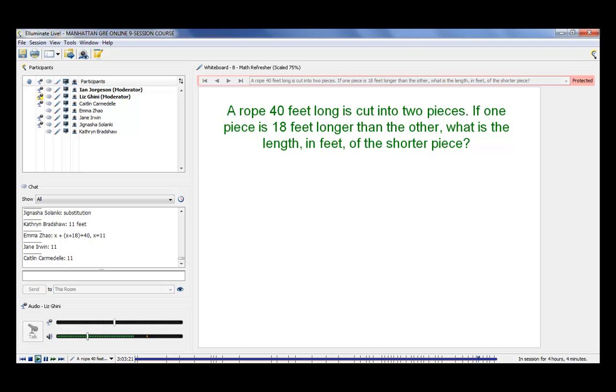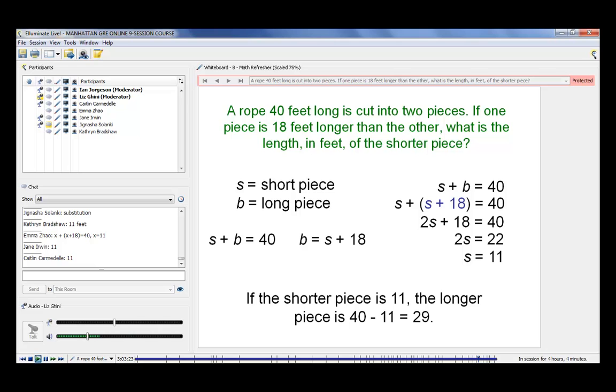All right, awesome. Everybody's solving this. I'm going to put up my solution. Yes, the length of the shorter piece is 11. This was how I did it. If you made a math error, take a look at this solution.